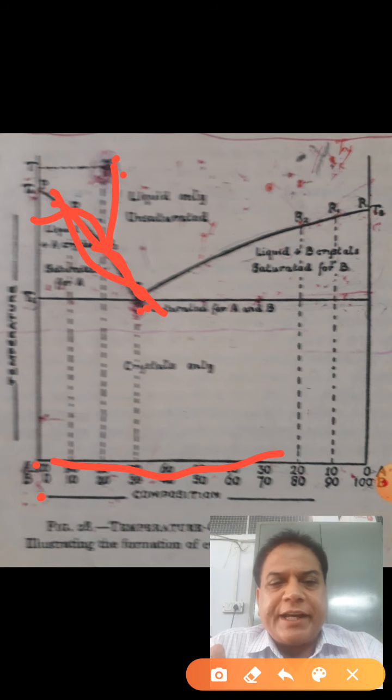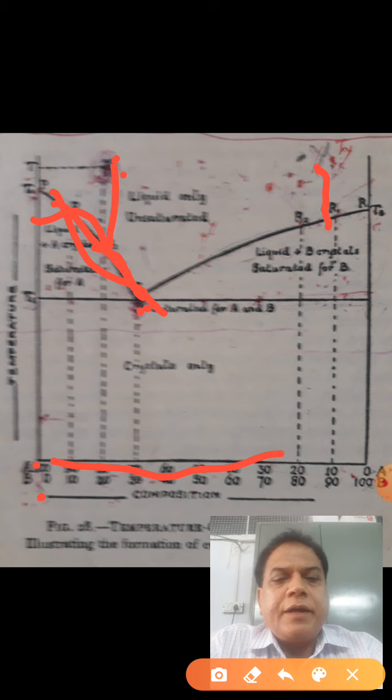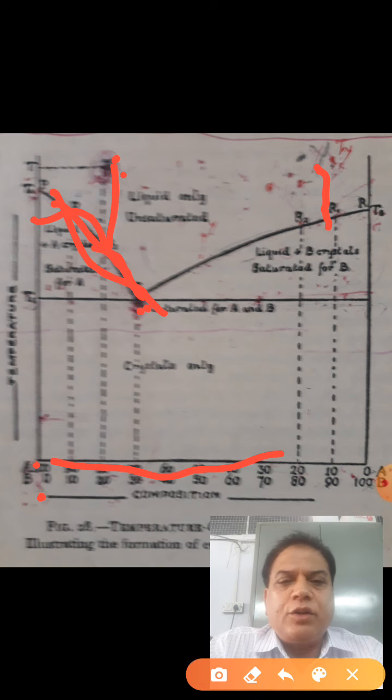Similarly, if you take any point on this side, it is the same story: the liquid will simply cool, and it won't form crystals of either A or B. As soon as it reaches this saturation curve, the formation of crystals of B will start, and naturally the B crystals have been converted into the solid state.